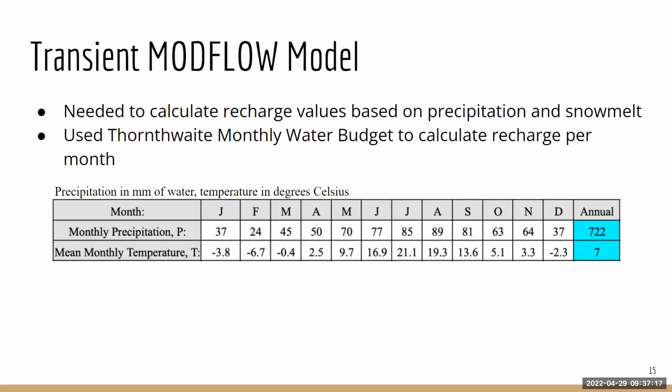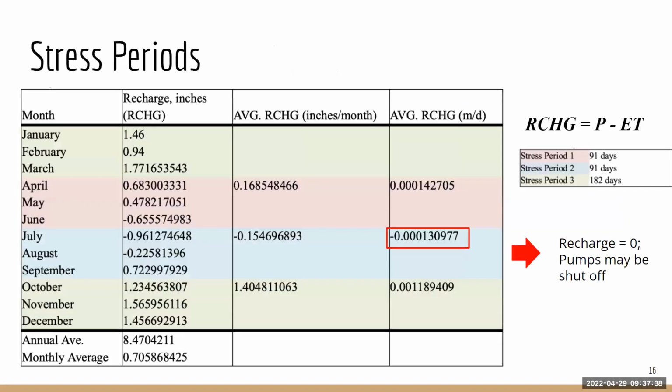And so the first thing we had to do was to get precipitation data to calculate recharge. And so we used a Thornthwaite monthly water budget in Excel to calculate the recharge values. And these are the values of precipitation and climate data that were inputted into that calculator. And from that, we were able to calculate recharge values.